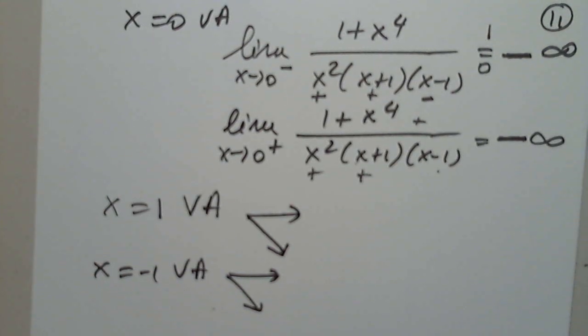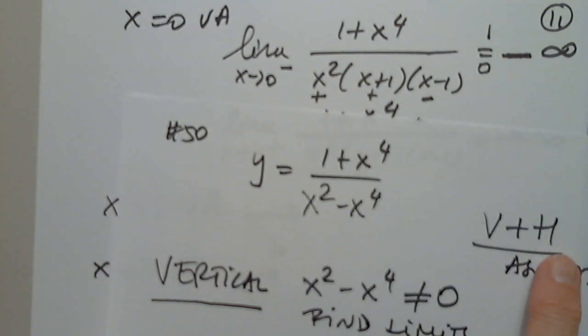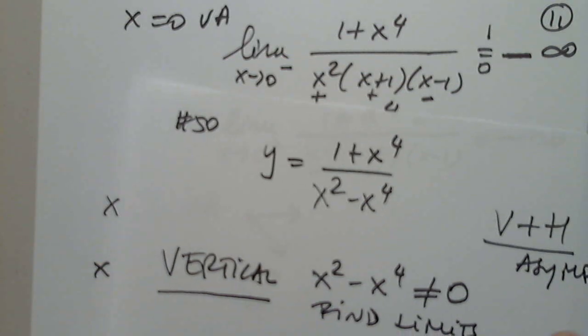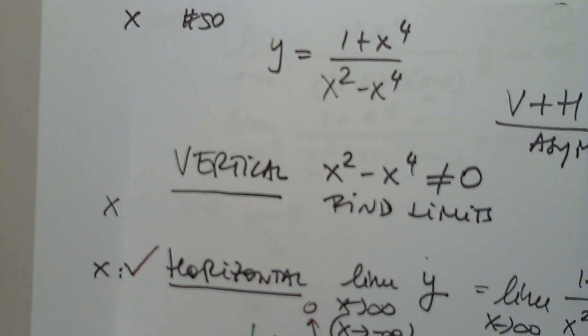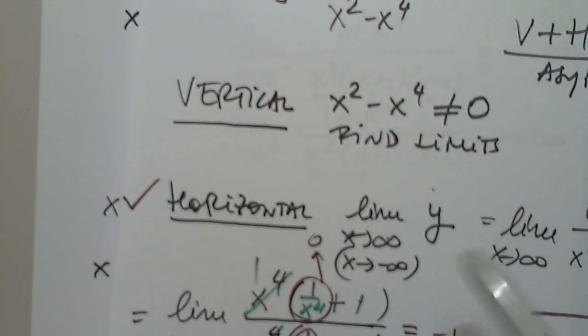Any questions? Any questions on a function and finding its vertical and horizontal asymptotes? Horizontal is always easier, I would say, than this, because it's less work.